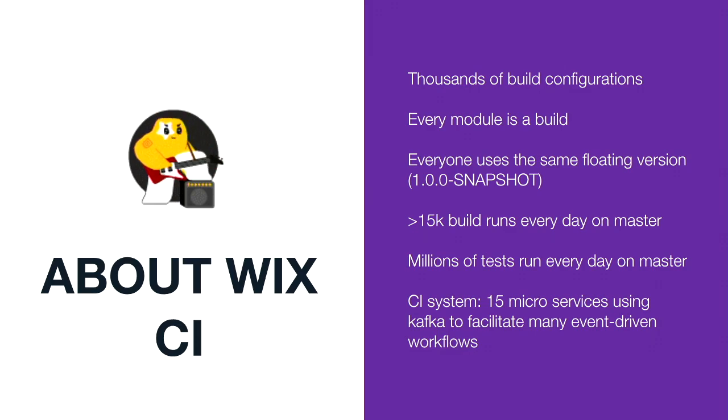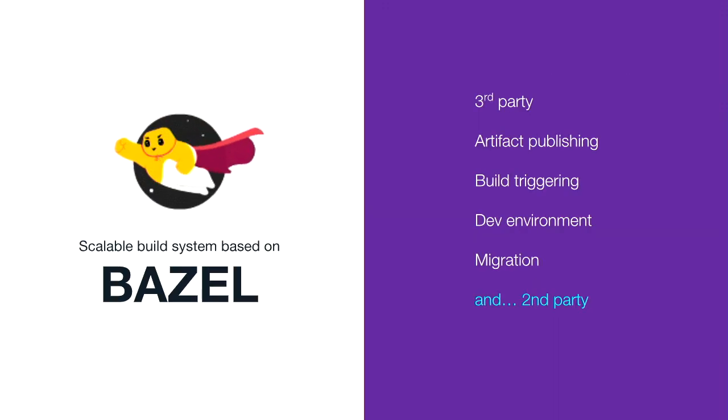We have more than 50,000 build runs a day on master and millions of test runs on the master. And this is not as impressive as the stats we saw this morning. But still, we stress out our system. We have 15 microservices just in the CI using Kafka to facilitate all of that. And still, we brought it to its knees. So we needed to build a new system. And that's what we've been hard at work on.